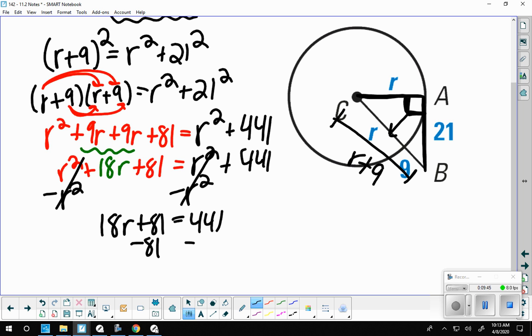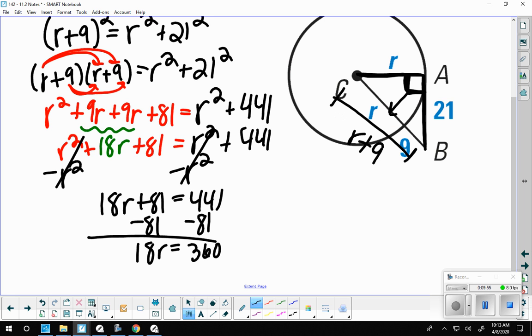Now this is just an equation where you have to solve for r. So subtract 81 from both sides, and we get 18r equals 360. Divide both sides by 18, and we get r equals 20. So my radius is 20.